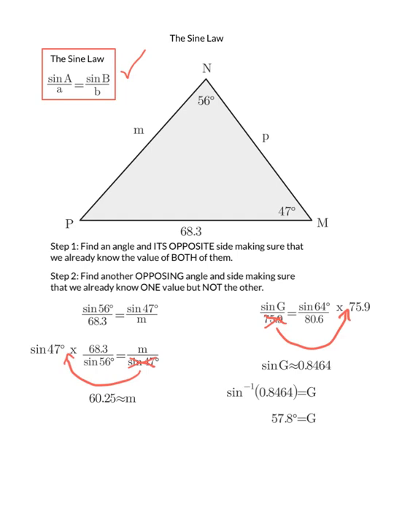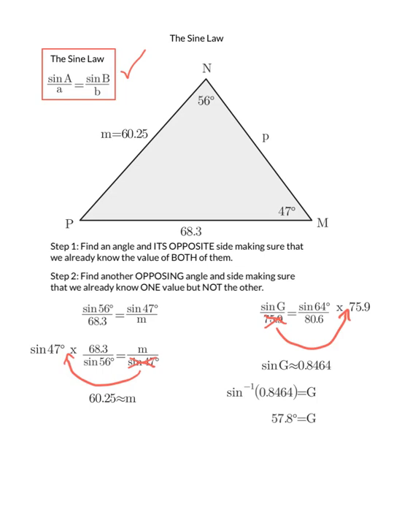Okay, and now we just go back to how I solved it before. Because the m happened to be on the bottom, you can just switch it up. So you're going to say m over sine of 47 is equal to 68.3 over sine of 56. The thing that's under the variable we cross out and throw over to the other side, and then we simply say m is equal to sine of 47 degrees times 68.3 divided by sine of 56 degrees, about 60.25. So now we know that the side length of m is about 60.25.